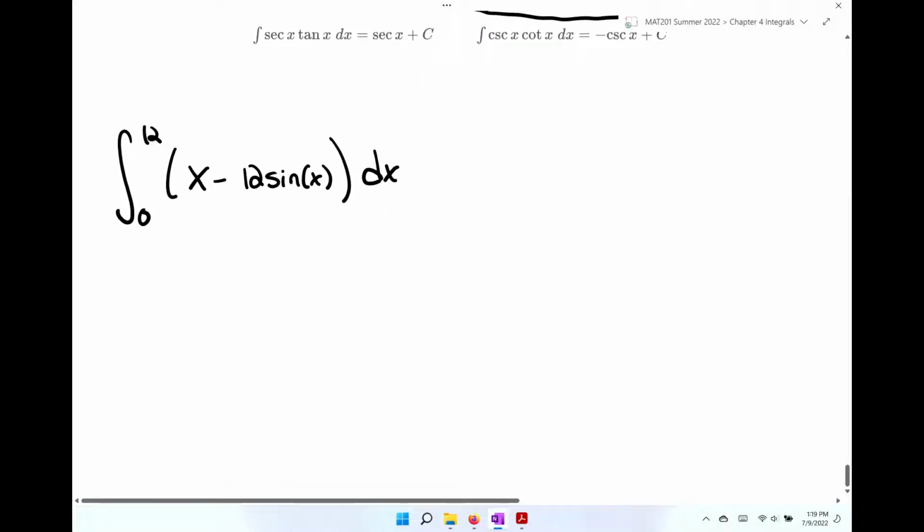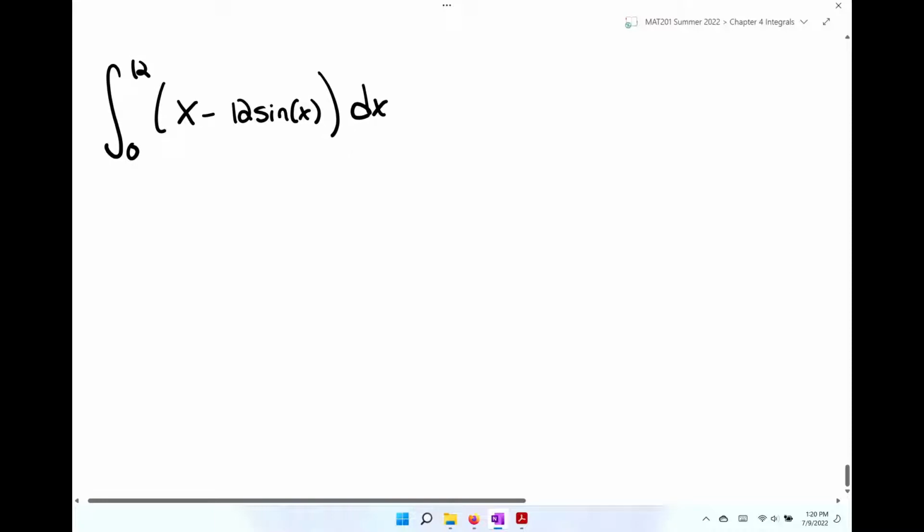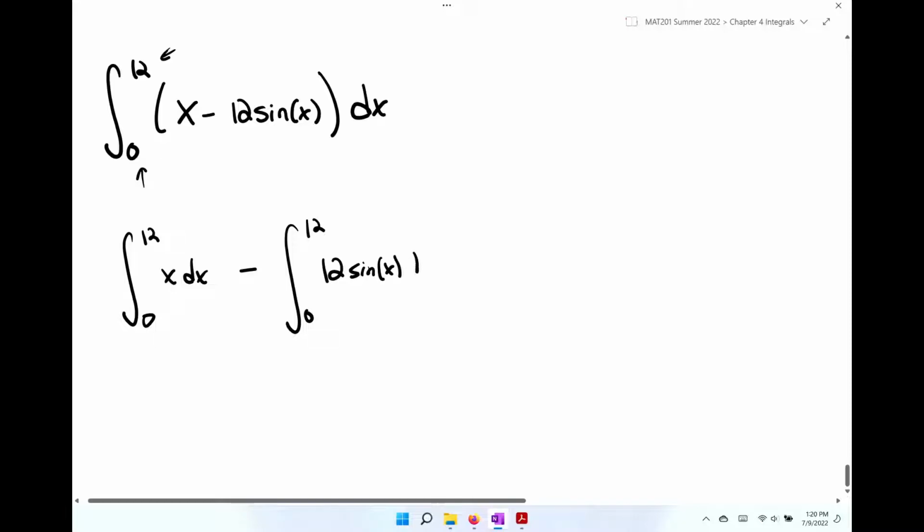And remember, what I have in front of us right here is a definite integral because I know I'm going from 0 to 12. So what I want to do first is let's just go ahead and find what this integral is, all right? And then let's understand what's happening. So first thing I'm going to do is distribute my integral sign just so you can see how all this is going to work out. So we get the integral from 0 to 12 of x dx minus the integral from 0 to 12 of 12 sine x dx.